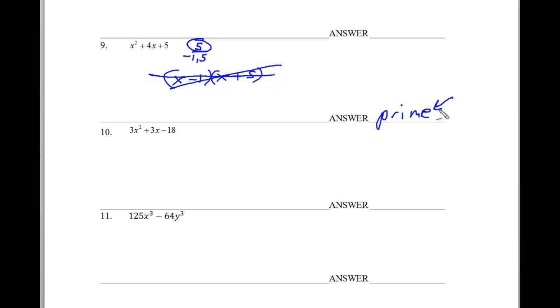Also, a special note about prime. Don't expect a lot of them on the test. In fact, if you put more than maybe 2 problems as prime, you should go back and check your work.